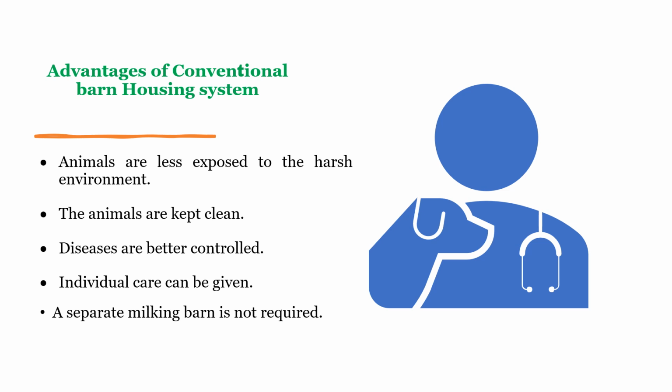When we look at the advantages of conventional barn system, the first advantage is animals are less exposed to harsh environment as the house is fully covered, as we have seen in the last slide. The animals are kept clean. Diseases are better controlled. Individual care can be given to the animals in this type of housing system. A separate milking barn is not required. So the cost of construction for a milking parlor is not necessary in case of a conventional barn system as the animals are milked at the same place.